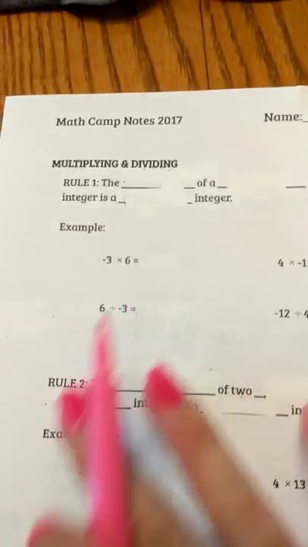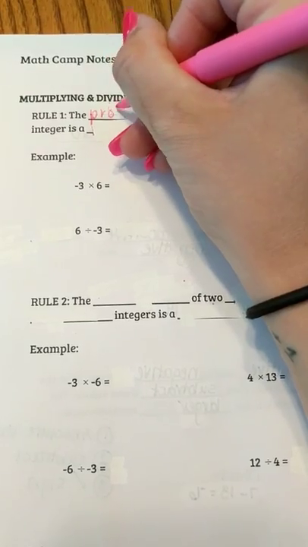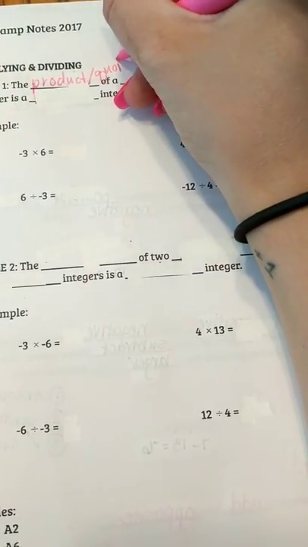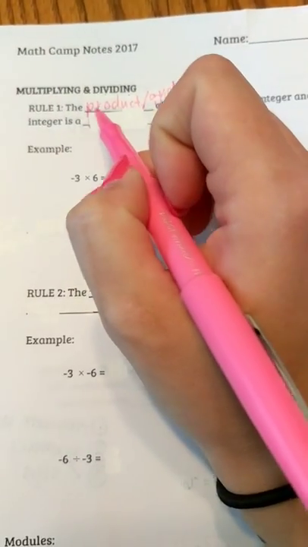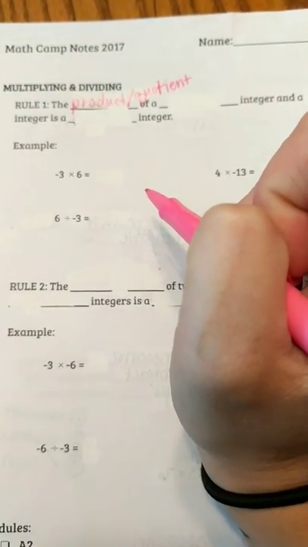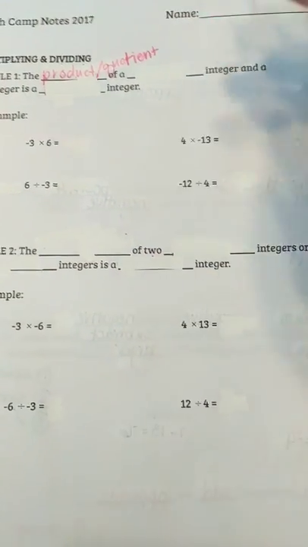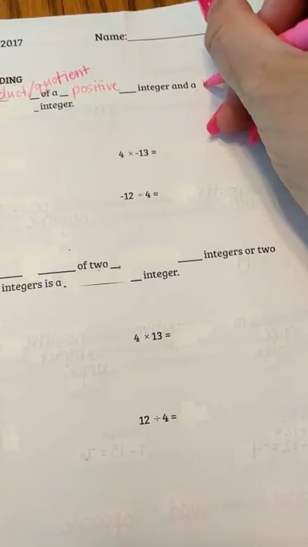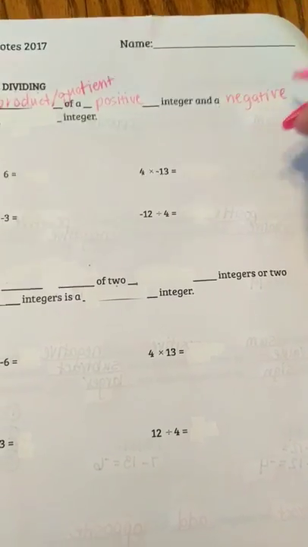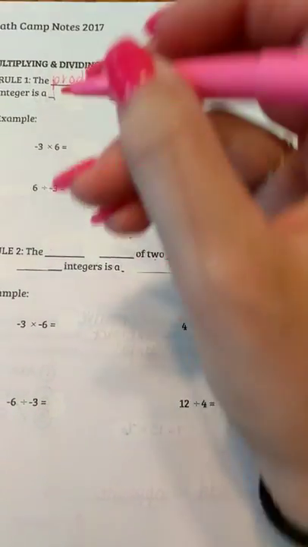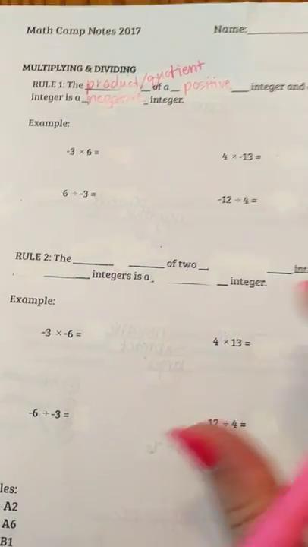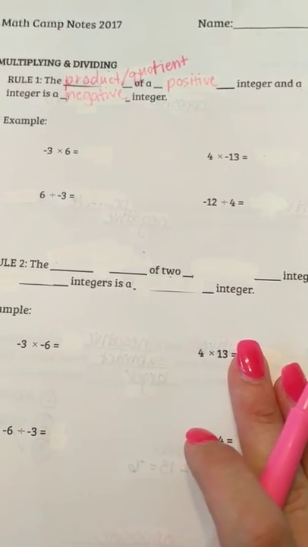Okay, so now multiplying and dividing rules. So rule number 1, the product or quotient, so product meaning multiply and quotient meaning dividing, of a positive integer and a negative integer is going to be negative. So if you're multiplying or dividing and you have one that is positive and one that is negative, your answer is always going to be negative.